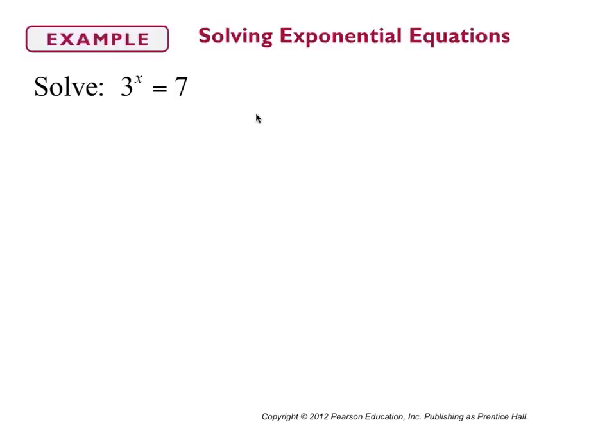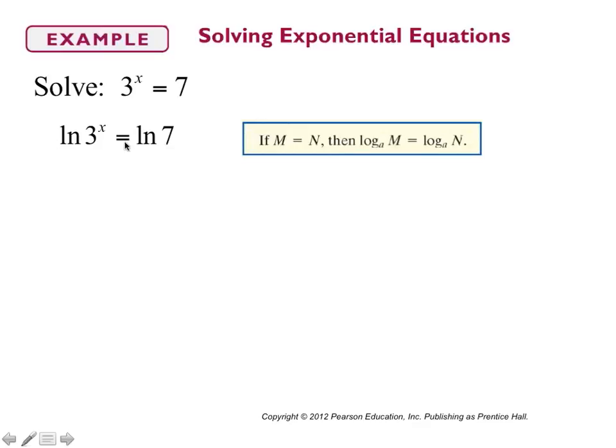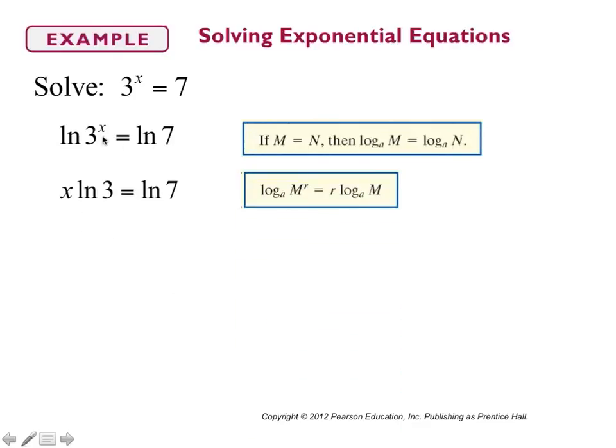Now let's take a look at this example here. We have 3 to the x equals 7. Anytime you have an x in your exponent, in order to get rid of it, you need to take log or natural log. So we're going to take natural log of both sides. So we have ln of 3 to the x power equals ln of 7. And then we take our exponent and we move it out front. So we have x times ln of 3 equals ln of 7. And then we just divide. So we get x equals ln of 7 over ln of 3.